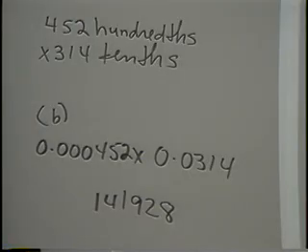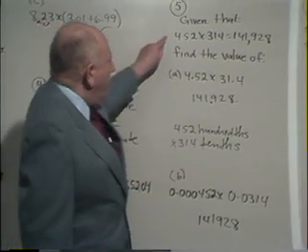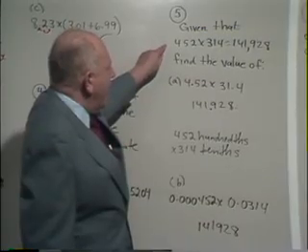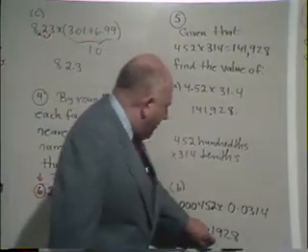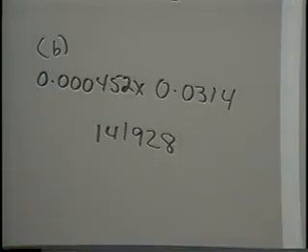We're given in this problem that 452 times 314 is 141,928. Given that, I bring this down here. Now what do I have to do? Find the denominator. And how do I do that?